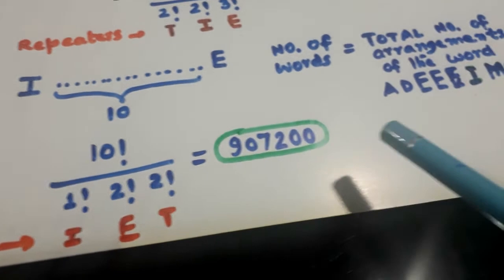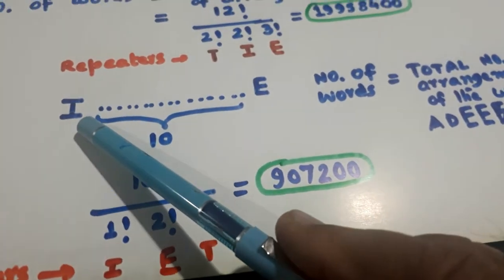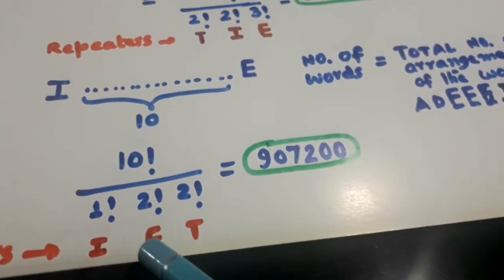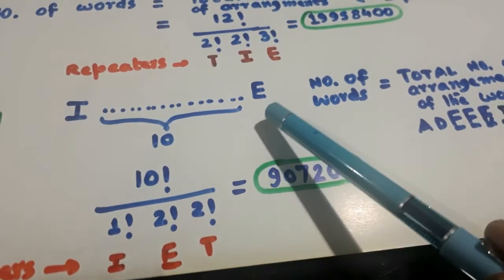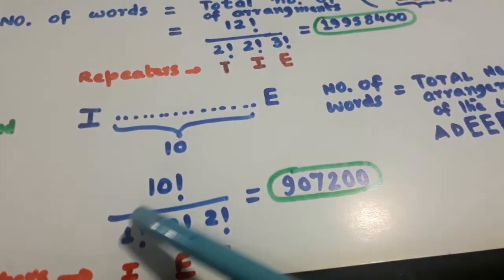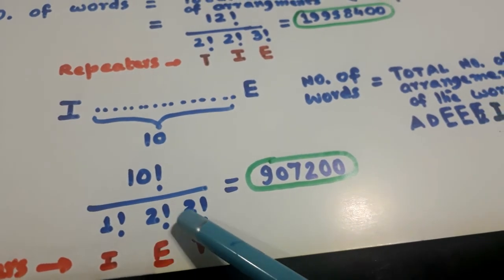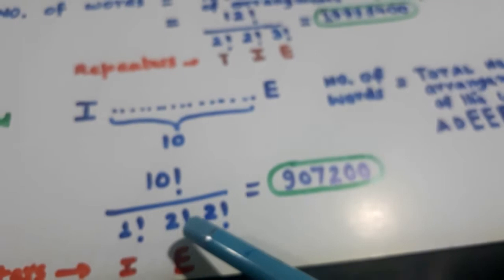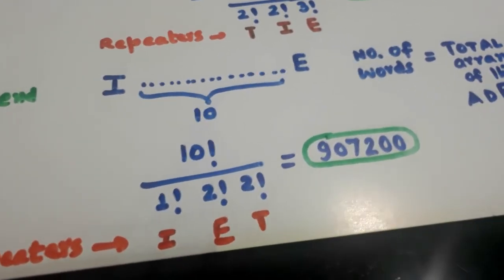In this 10 factorial, 10 letters, because 2 have been fixed. One I is used, one E has been used. There were 3 E's, so 2 will be left. There were 2 I's, 1 will be left. T are already there, T are 2. So 10 factorial divided by 1 factorial, 2 factorial, 2 factorial. Now let us go further.